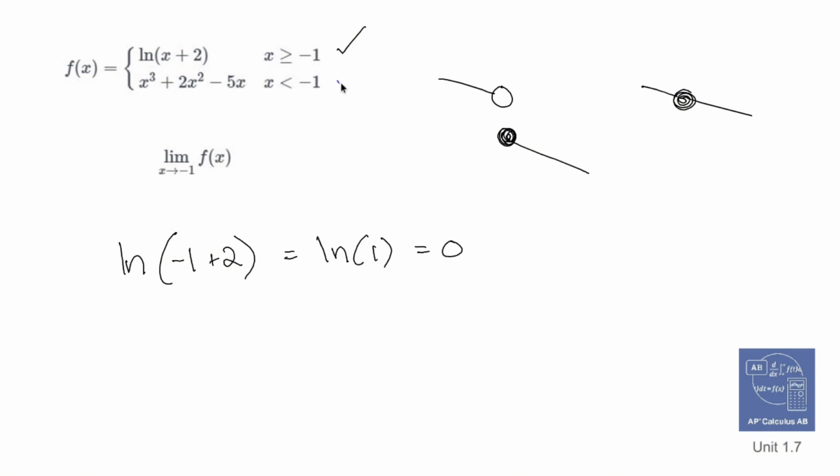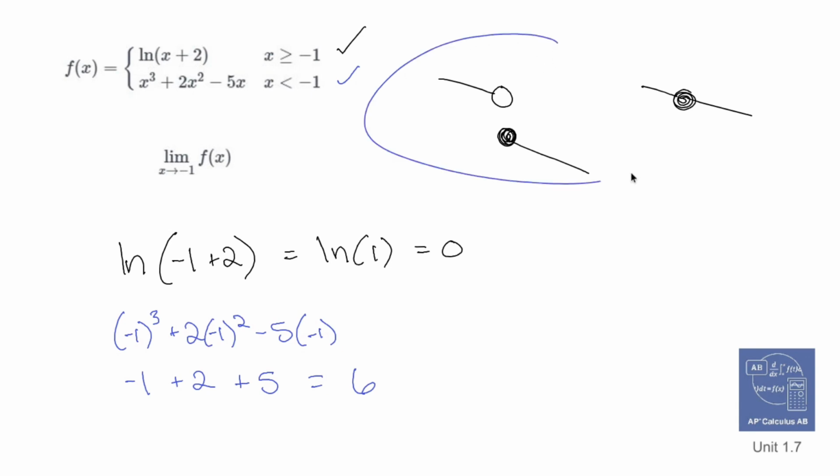Let's see what this one is going to give you. If I plug in -1, I would have -1 cubed plus 2 times -1 squared minus 5 times -1. -1 cubed is -1. -1 squared is +1, times 2, so 1 times 2 is plus 2, and then minus 5 times -1 is going to be plus 5. -1 plus 2 plus 5 is not 0. In fact, it's 6.